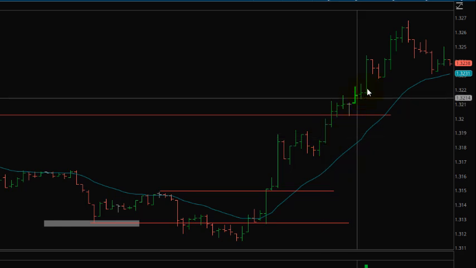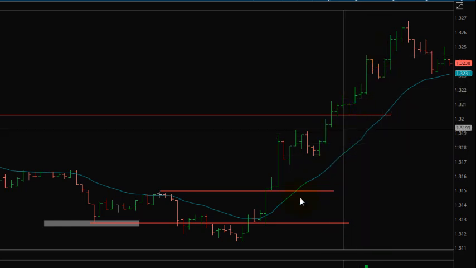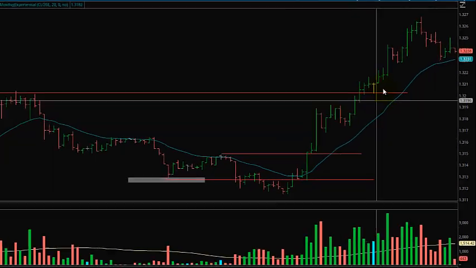So again, this was a great move. 92 pips, I believe it was, the breakout and the move to the upside from the open, which was a really decent move.